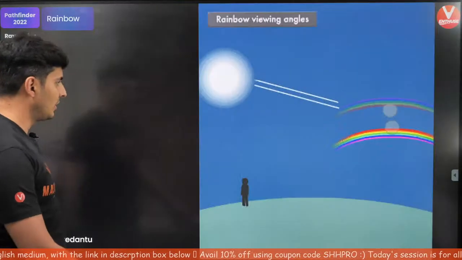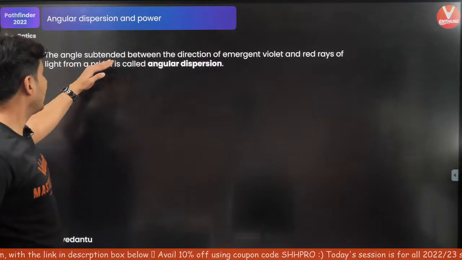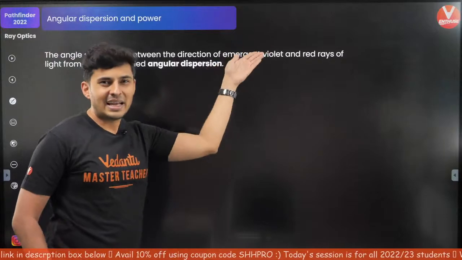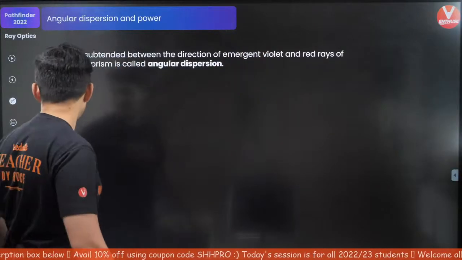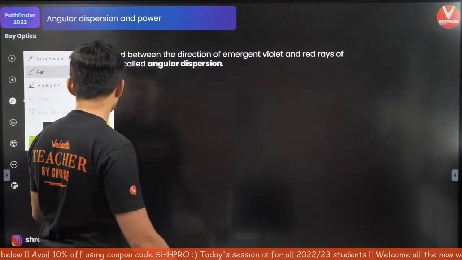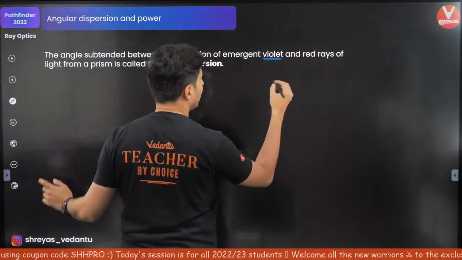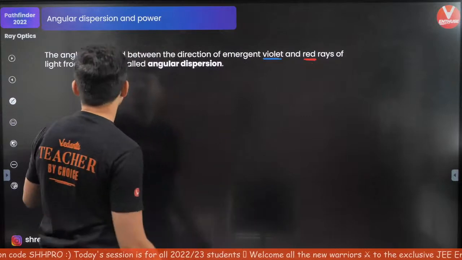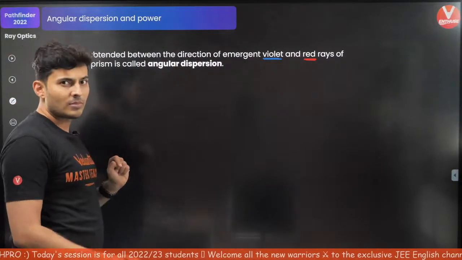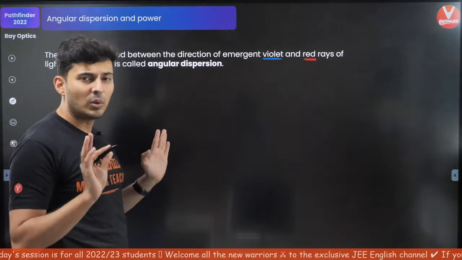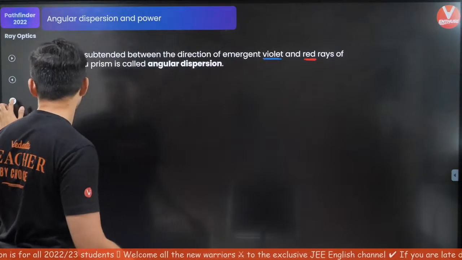Okay, so let me just put it over here. The angle subtended between the extreme rays, violet and red, you can see that, violet and red, is called the angular dispersion. Now the simplest way to look at angular dispersion is as follows.